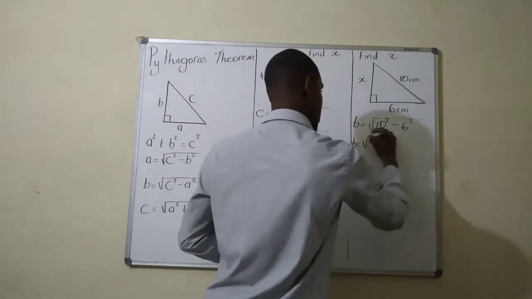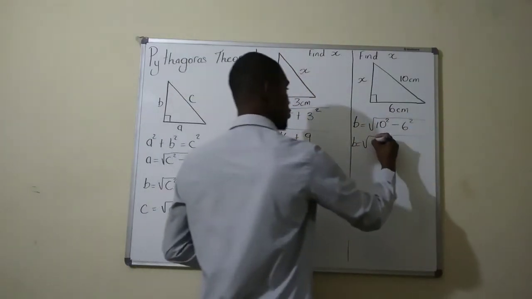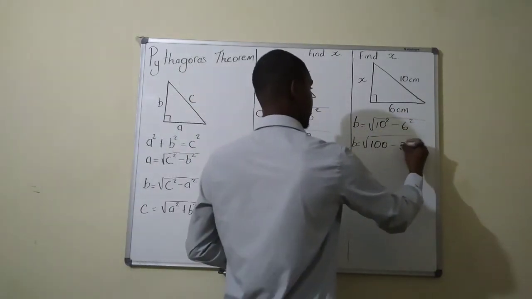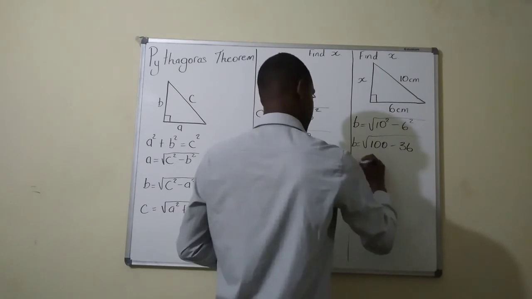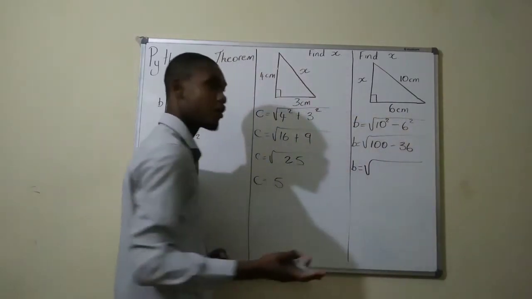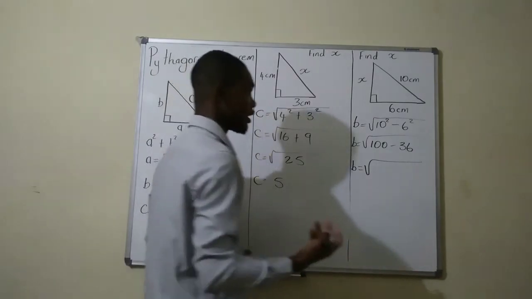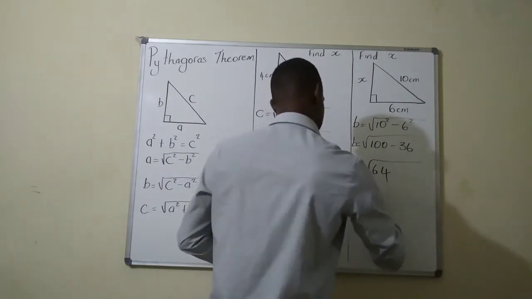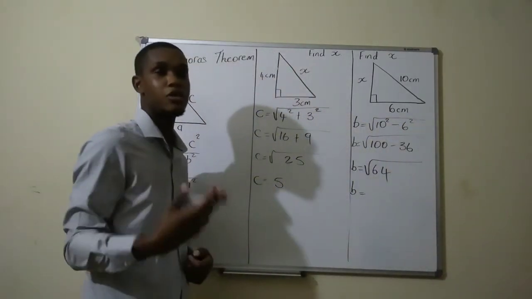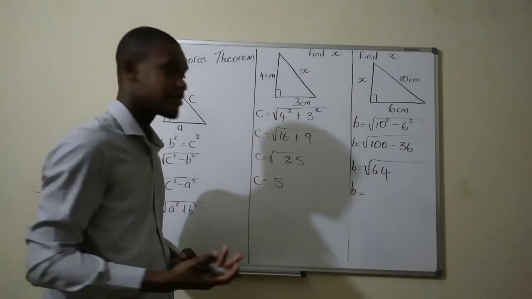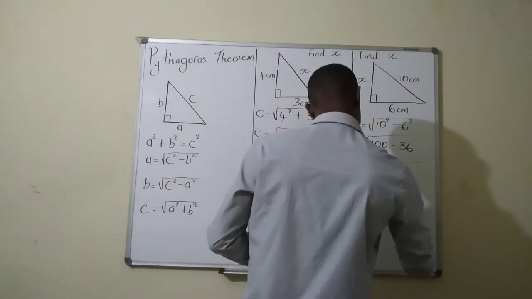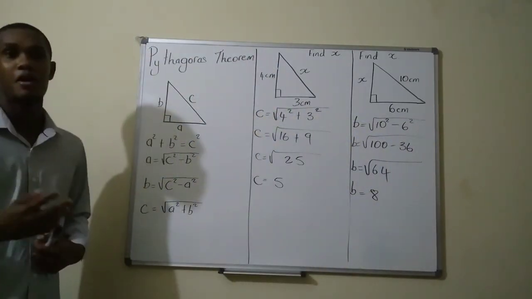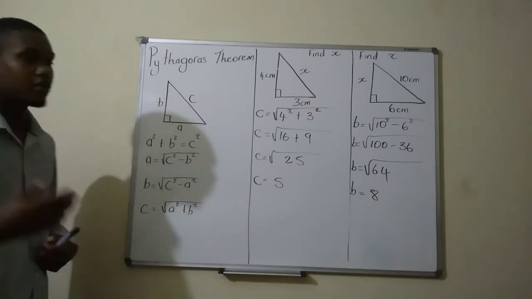So b is equal to the square root of 10 times 10, that gives you 100, minus 6 squared, 36. So b is equal to the square root of 100 minus 36, that gives you 64. And b, now, what number can you multiply by itself in order to get 64? That's 8, because 8 times 8 is 64. That's practically how you apply the concept of Pythagoras theorem to find the values that you need.